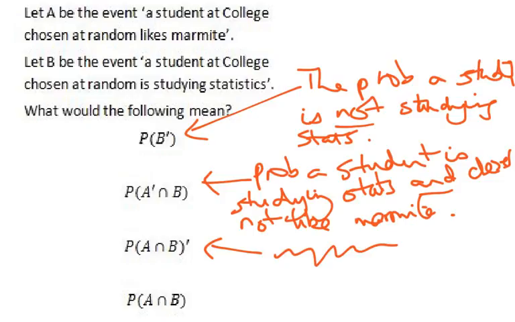And then at the end here, we have the probability of A intersection B, which we knew already. The probability that they like Marmite and they are studying statistics.